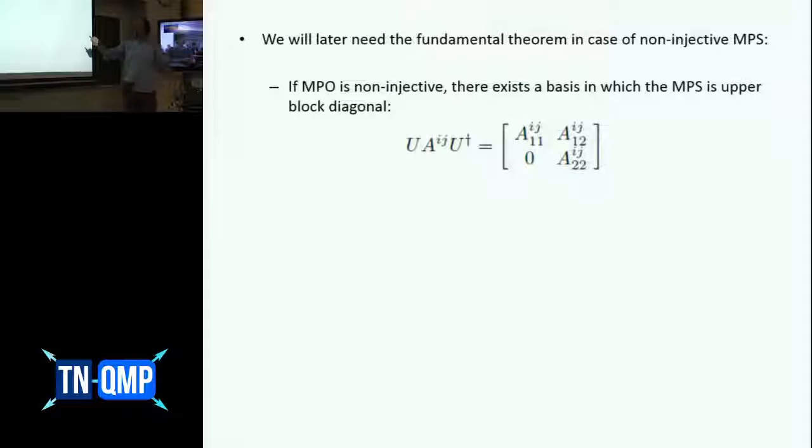If you multiply matrices like this with each other and you take the trace, you can immediately see that the influence of this A12 will only be in this upper triangular block.